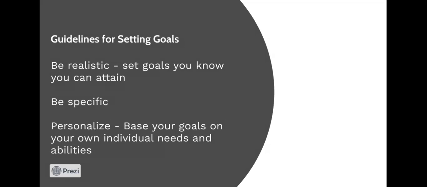When setting your goals, follow these guidelines. Be realistic. Set goals you know you can attain. People who set goals that are too hard doom themselves to failure before they begin. Be specific. Vague or very general goals are hard to accomplish. And personalize them. A goal that is realistic for one person may be unrealistic for another. Base your goals on your own individual needs and abilities.